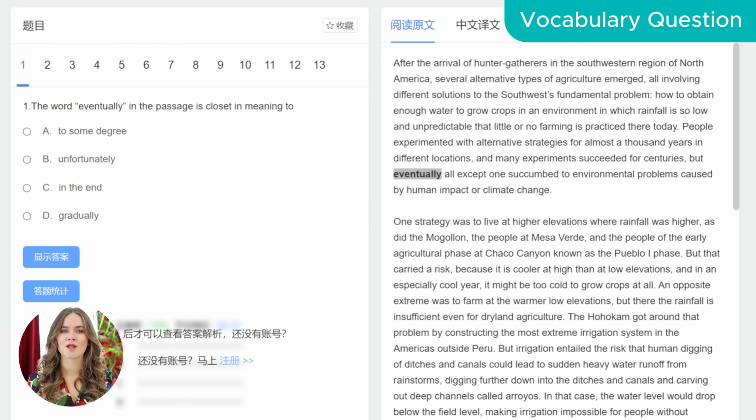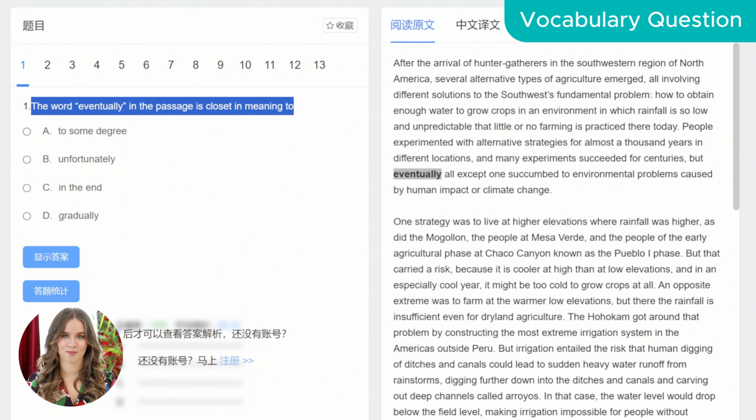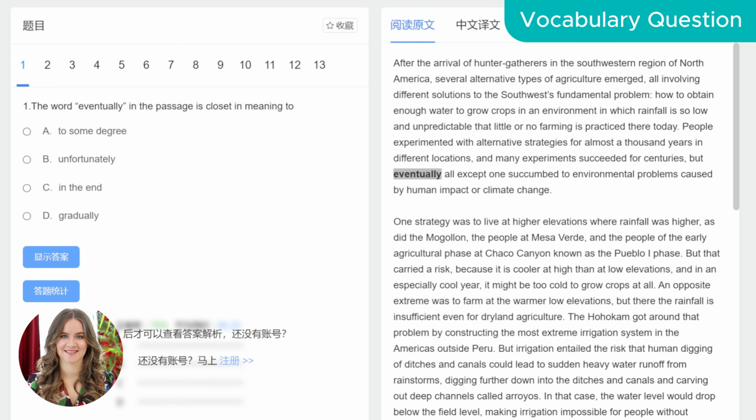The first question is the vocabulary question. It says, the word eventually in the passage is closest in meaning to. Then you need to choose which of the four options is the most similar in meaning. Eventually means in the end. So option C is the correct answer. This word is very common in TOEFL reading passages, and you'll come across it frequently. So in case you don't know it, make sure to write it down.